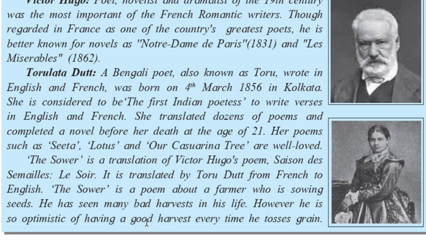The Sower is a translation of Victor Hugo's poem Saison des Semailles: Le Soir. It is translated by Toru Dutt from French to English. The Sower is a poem about a farmer who is sowing seed. He had seen many bad harvests in his life. However, he is so optimistic of having a good harvest every time he tosses grain.